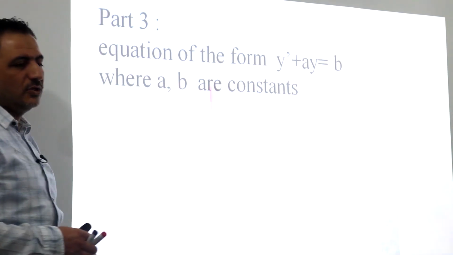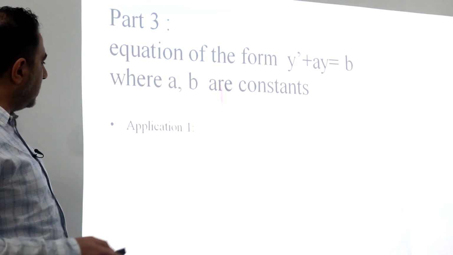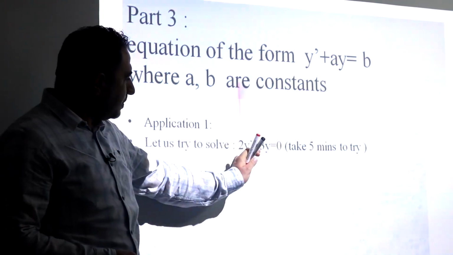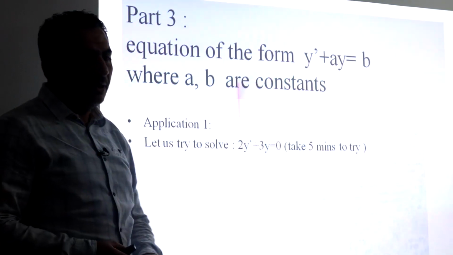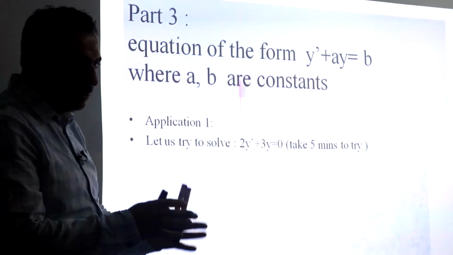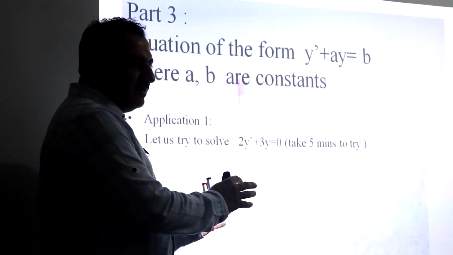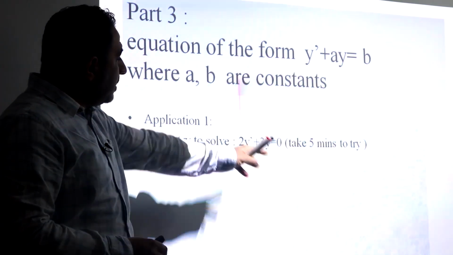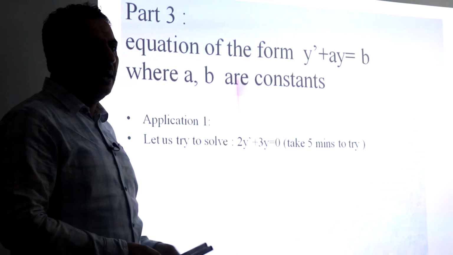Now, how can we solve such an equation? We are going to take an example, application 1. Let us try to solve this equation: 2y prime plus 3y equals 0. You may take 5 minutes to think. We're not going to wait for you, but you may pause the video and continue after 5 minutes. 2y prime plus 3y equals 0. Where is x here? How can we solve it?